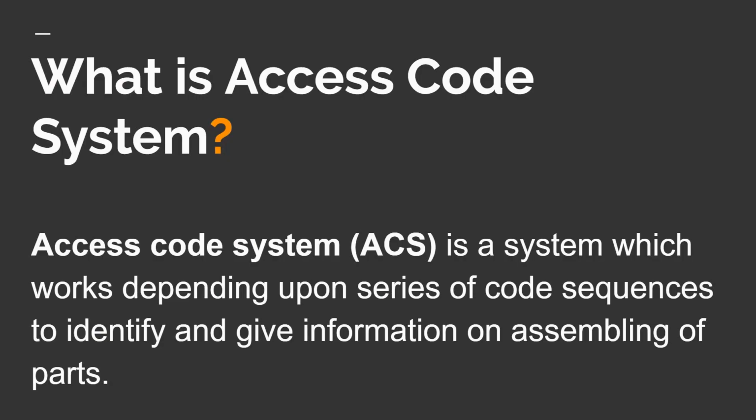What is the access code system? It is a system which works depending upon a series of code sequences to identify and give information on assembling of parts to astronauts. Now, how does it work upon a series of code sequences? We'll see in the next slide.